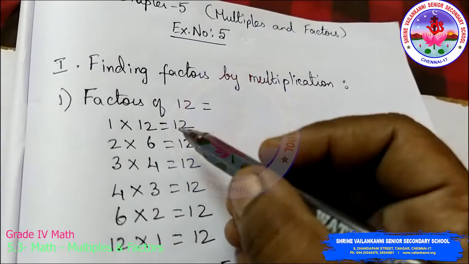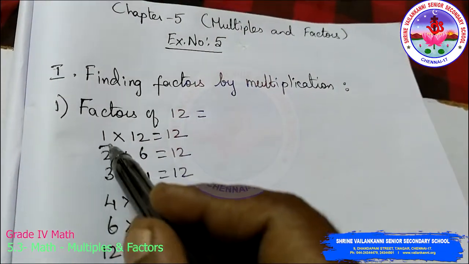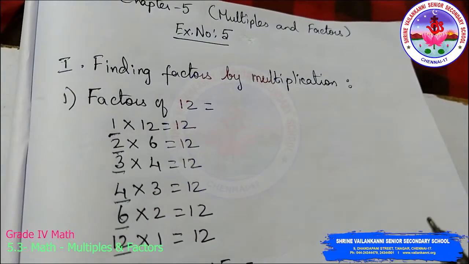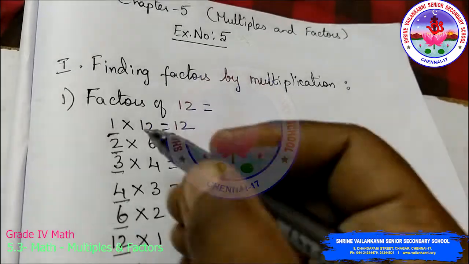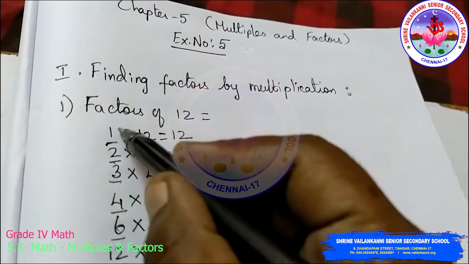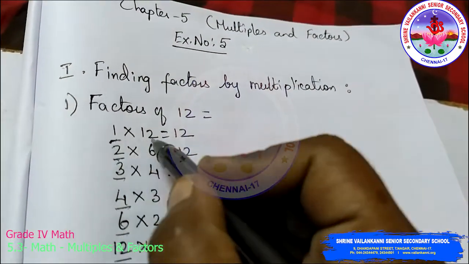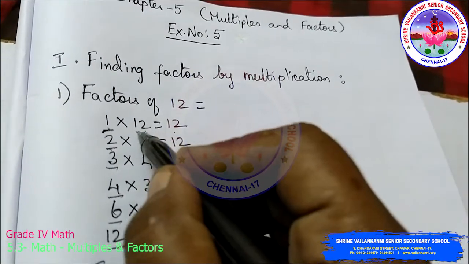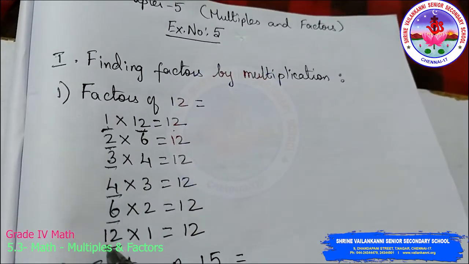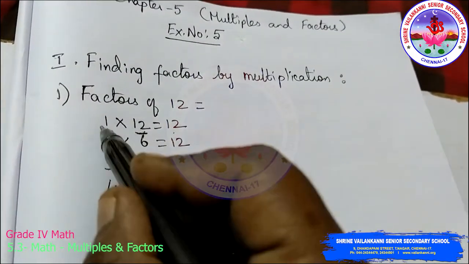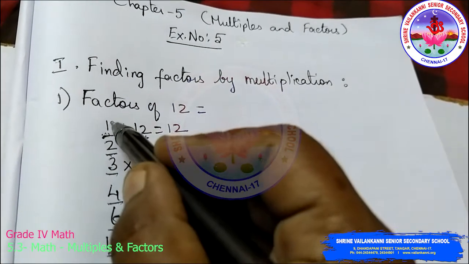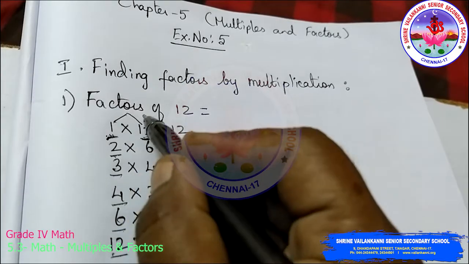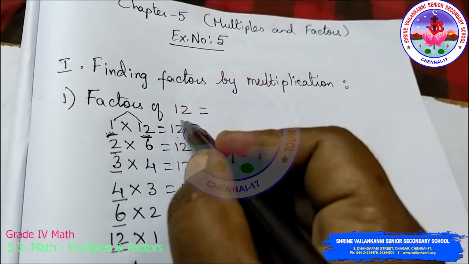See, these are the factors of 12. These are the tables, and even 1 12s are 12, so this 12 is nothing but your 12 table also. 1 12s are 12, 12 ones are 12. So you can also consider these two numbers as factors of any number which you take.